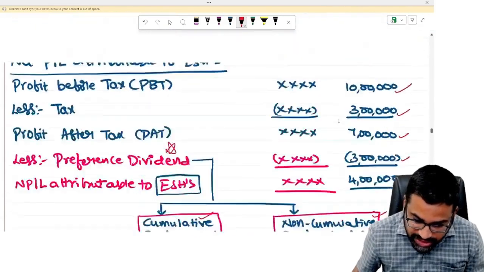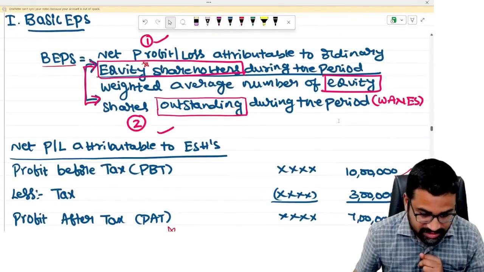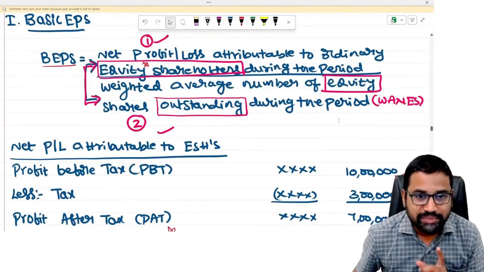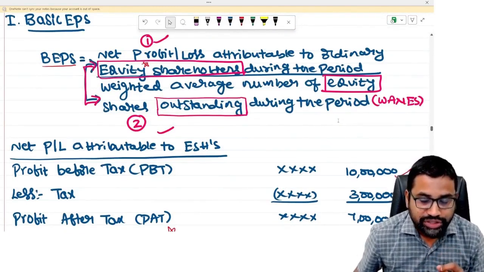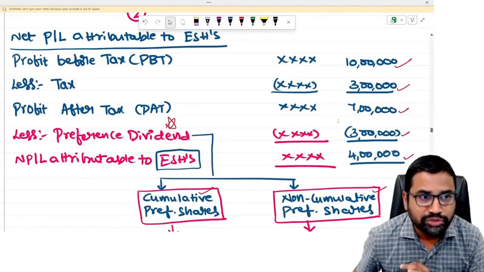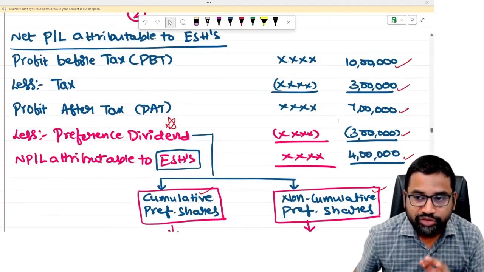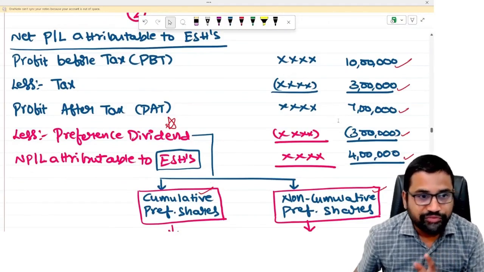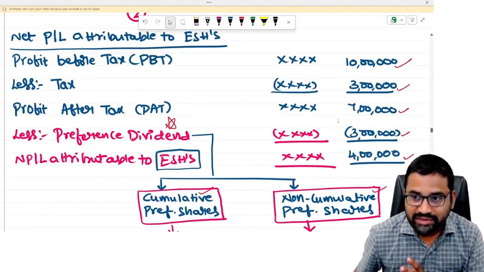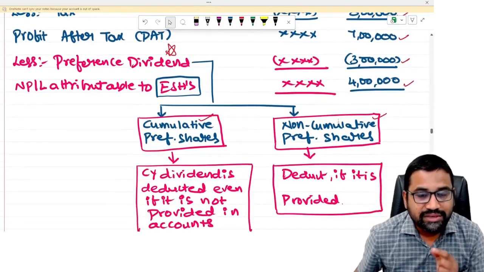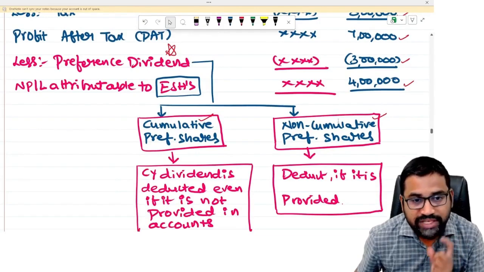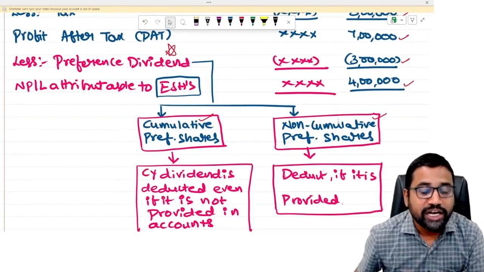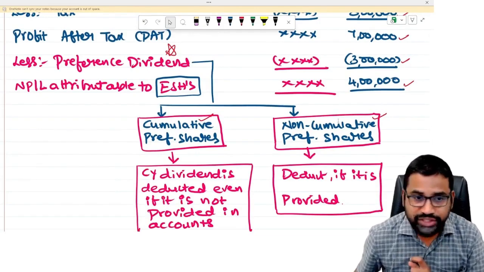Okay, so this is the first thing about EPS calculation. We are discussing basic EPS. The basic EPS formula is net profit or loss attributable to ordinary equity shareholders divided by weighted average number of equity shares. How to get net profit or loss attributable to equity shareholders? Simple: profit before tax minus tax, then profit after tax, less preference dividend. In case of cumulative preference shares, whether it is provided or not, deduct current year dividend. Non-cumulative preference shares, only if it is provided, deduct. Then you will get net profit or loss attributable to equity shareholders.